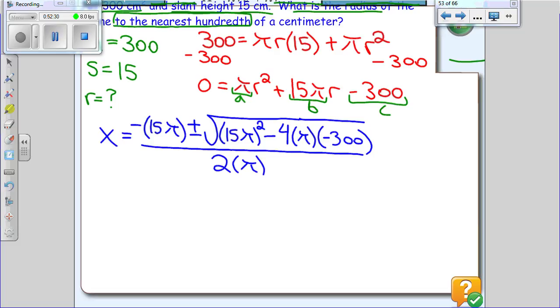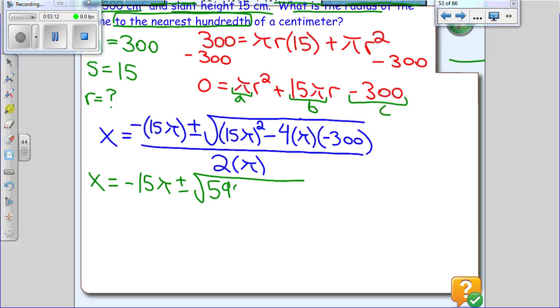If you do that number, I'm just going to confirm it with you. So we got 15 pi squared in brackets, so 15. My pi button is in here, don't use 3.14. Minus, then 4 pi times 300. I would do this calculation, then I would do the square root of that. Then I would do negative 15 plus or minus that, all divided by 2 pi.